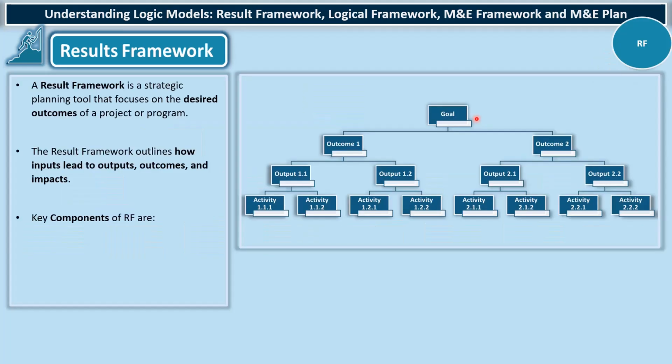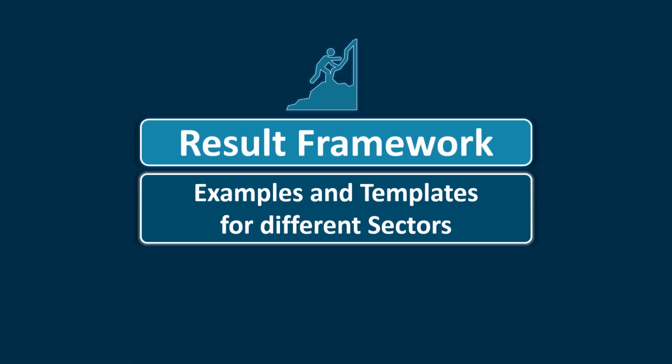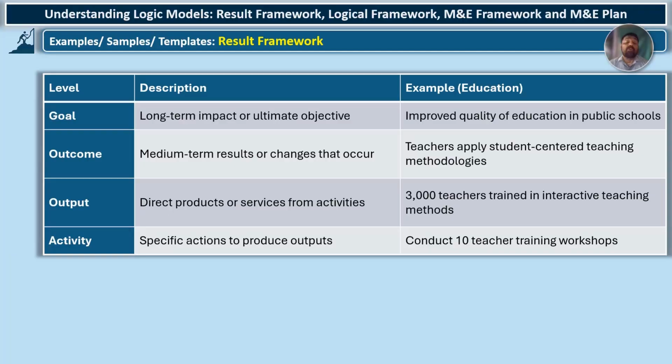Key components of a result framework are inputs, activities, outputs, outcomes, and goals or impact. Let's discuss examples and templates for different sectors. For example, you need these levels of descriptions when you are working on them.